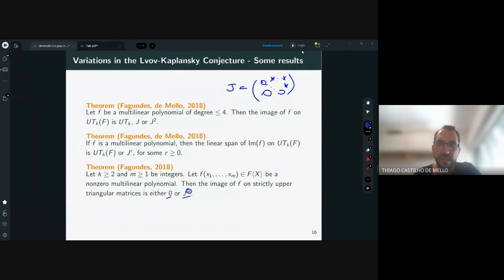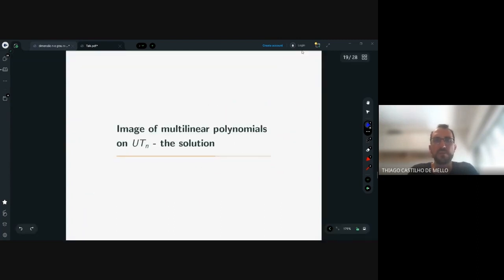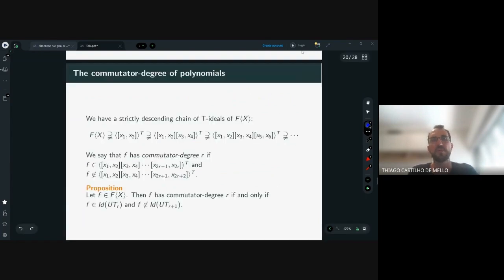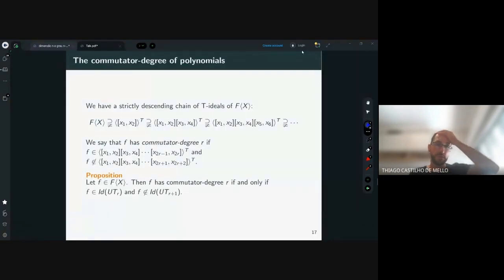This m is exactly the degree of the polynomial. Okay, in particular, it's always a vector space. So we are going now to consider the image of a multilinear polynomial on UT_n for an arbitrary n and for a polynomial of arbitrary degree. To do that, we need to introduce some ideas here.